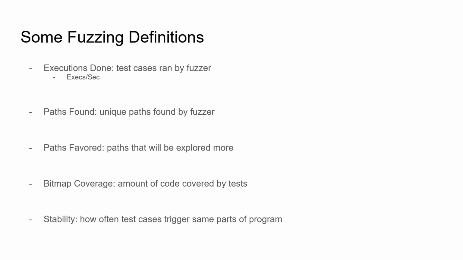So some fuzzing definitions that are relevant for this paper, which we'll be looking at to analyze counter-fuzzing techniques. Execs done is the number of test cases run by the fuzzer. And then executions per second is how many executions are done per second. Paths found is unique paths found by the fuzzer. This is talking about code coverage, sort of how we had the graph earlier, and it can go down different paths. Paths favored is paths that will be explored more, paths that increase code coverage and will continue to be mutated and tested again. And then the bitmap coverage is simply just code covered by the test. And then stability is a percentage of how often test cases trigger the same parts of a program.